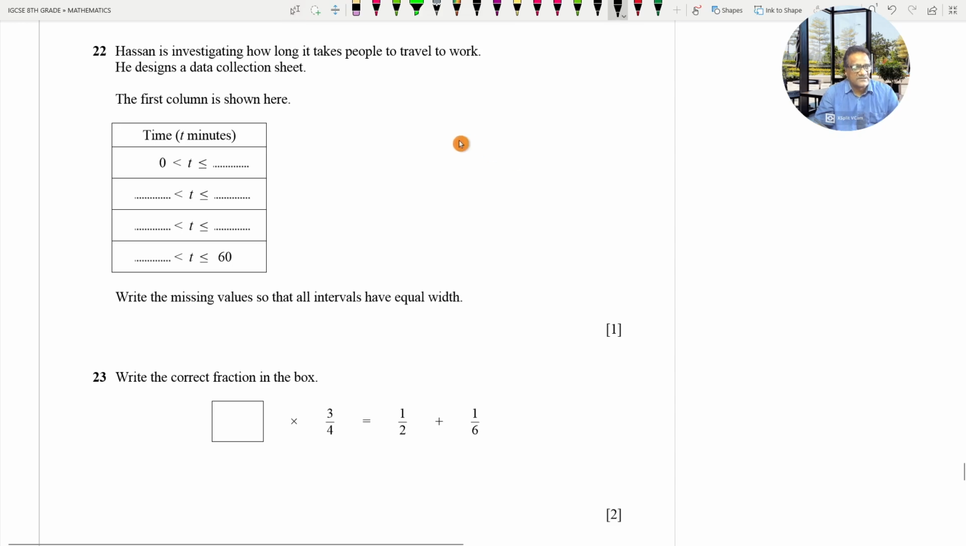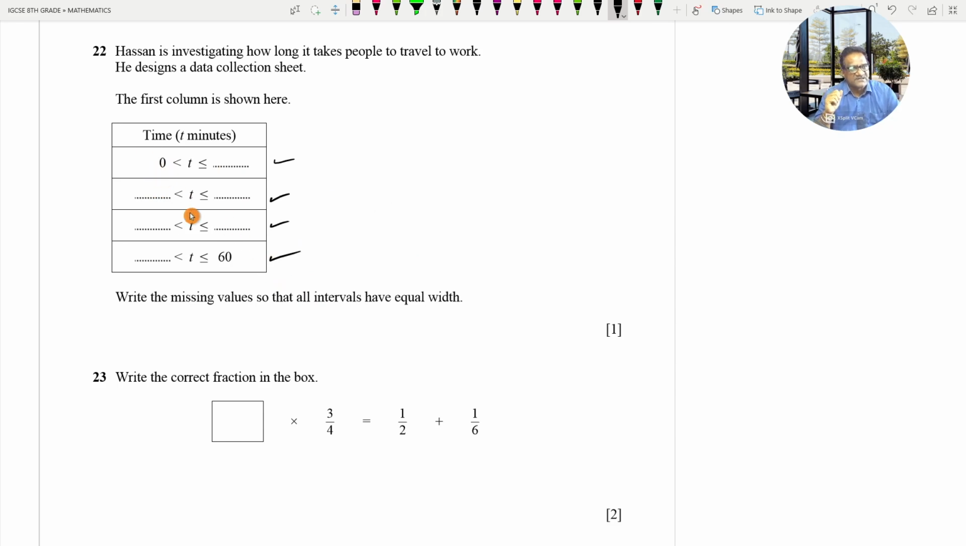Now let us come to question number 22. 22 says that Hassan is investigating how long it takes people to travel to work. The design of the data collection sheet is given over here. The first column is shown, that is 0 less than t less than or equal to something. Then this column goes on. So you have to write down the missing values so that the intervals are equal in width. Now can you see how many intervals there are? 1, 2, 3, 4 intervals, and all 4 intervals have to be of equal width.